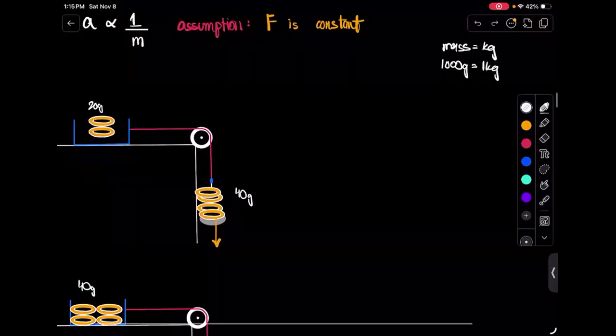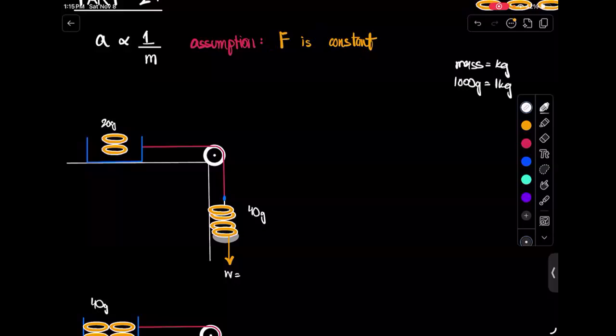Okay, now what would be the weight of this? What would be the driving force? That's 40 gram divided by 1000. So 40 divided by 1000 into 9.81. So that is 40 over 1000 into 9.81. So that's just 0.3924 Newton. Okay.